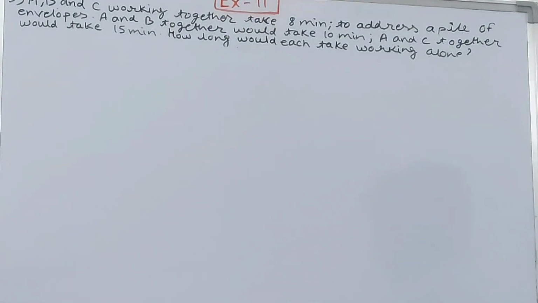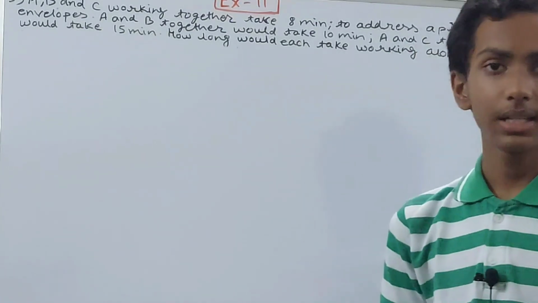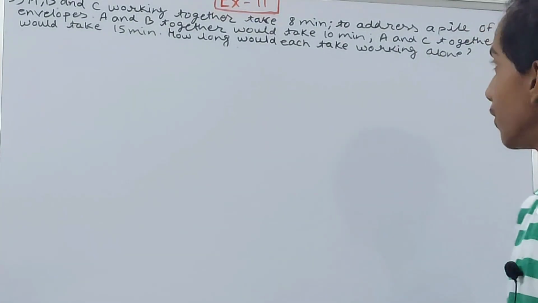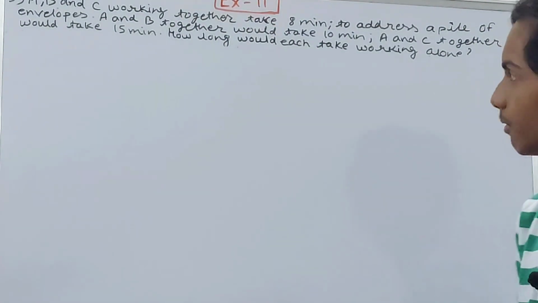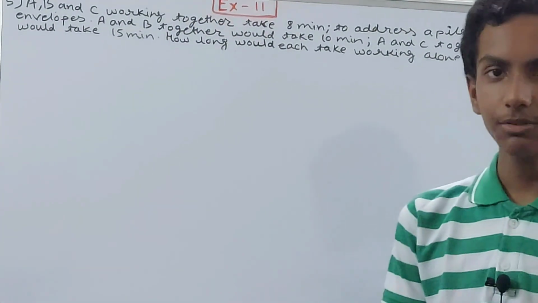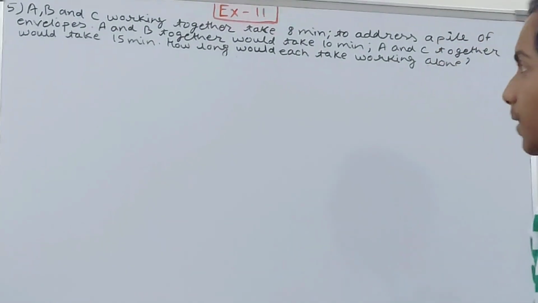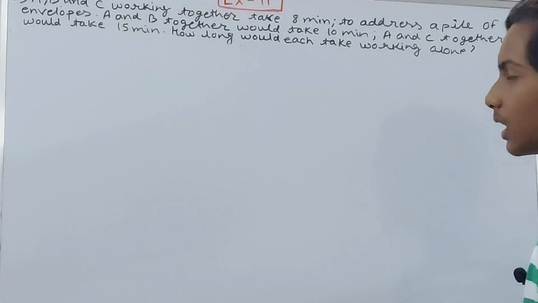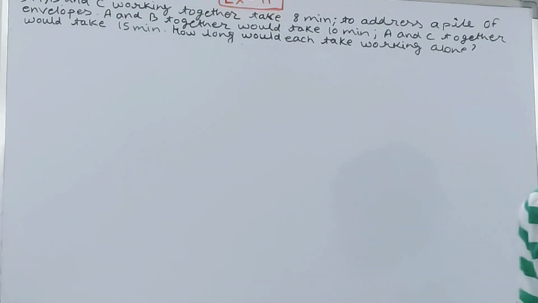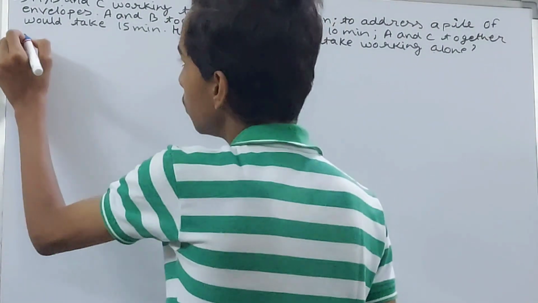So very simple. A and B and C together take 8 minutes to do that work. If A and B only work together, not C, they will take 10 minutes, and if A and C work, they will take 15 minutes to do the same work. Now, how long will each take working alone? So for each of them we have to calculate. Very simple. First of all, have a look.